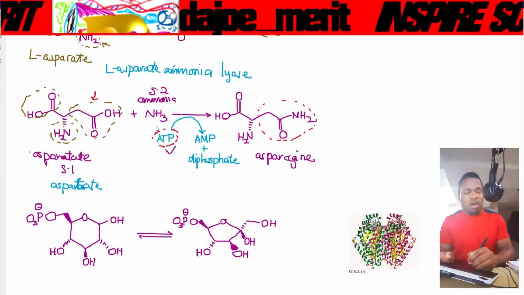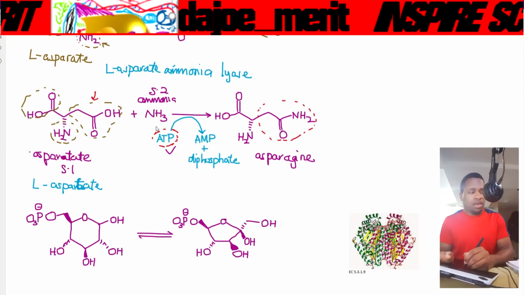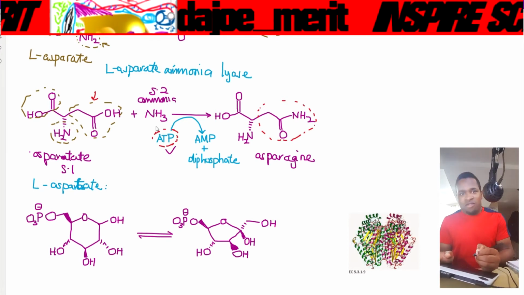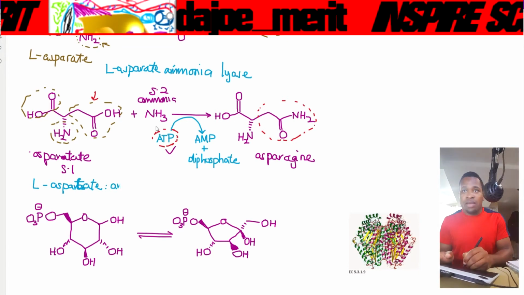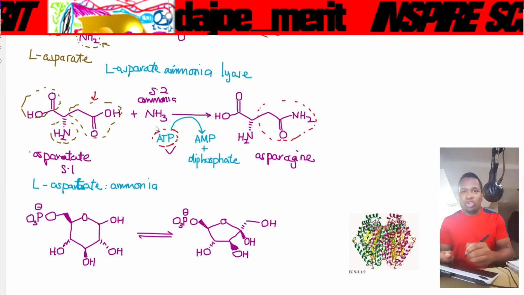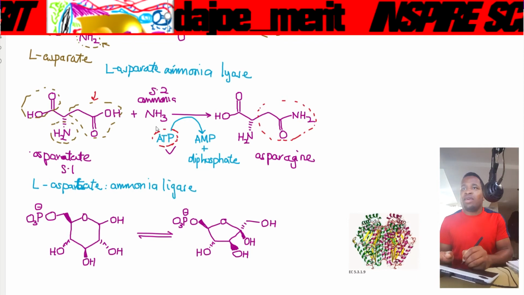and then a type of aspartate called L. It could be L or D. In this case, we just put L. And then the second substrate is known to be ammonia. And then you go with the name ligase because ATP is involved in there.